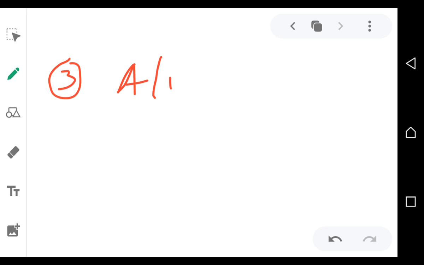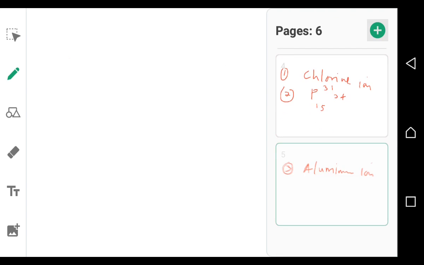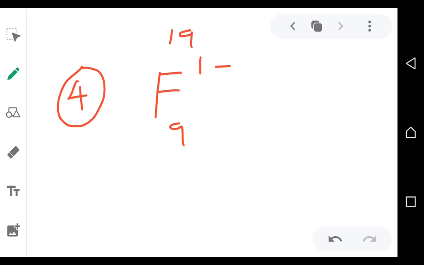Aluminium ion. Find the number of protons, neutrons, and electrons. The fourth one, fluorine. Fluorine is number 9. There it's 19. So find the number of protons, neutrons, and electrons.